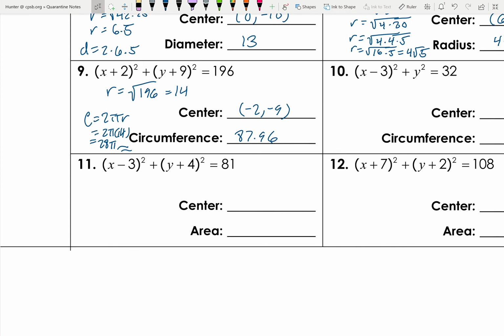Alright, now number 11. Our center here is going to be, since it's -3, it'll be a +3 right here. Since it's +4, it's going to be -4 right here. Our radius, again, always find that first. It's the square root of 81, which is 9. To find the area, you plug into the area formula. So area is pi times 9 squared. So it's 81 pi, which is approximately 254.47.